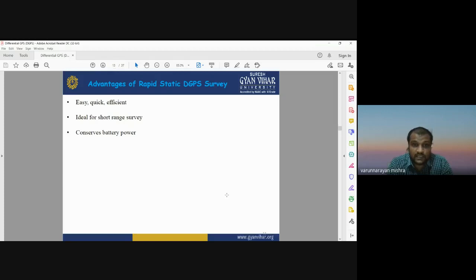There are several advantages of rapid static survey. It is very easy, quick and efficient. It is ideal for short range survey, and it conserves the battery power. Because we are using only 5 to 20 minutes of observational time, you can cover a larger area in a short period of time, and it is a quick and efficient surveying technique. So it is very much ideal for short range survey. जल्दी जल्दी अगर आपको लेना है तो you can use this rapid static DGPS survey.